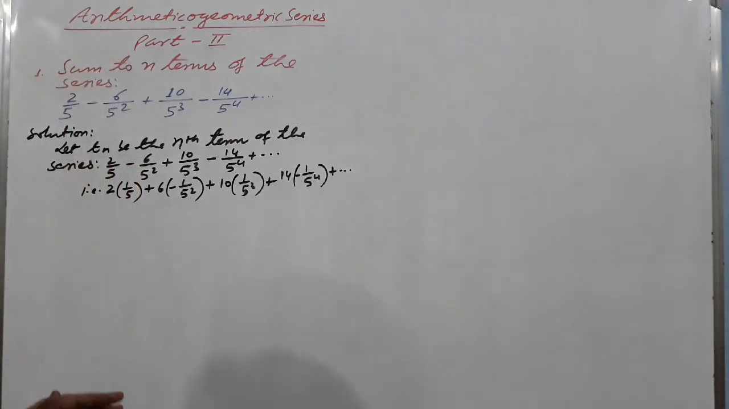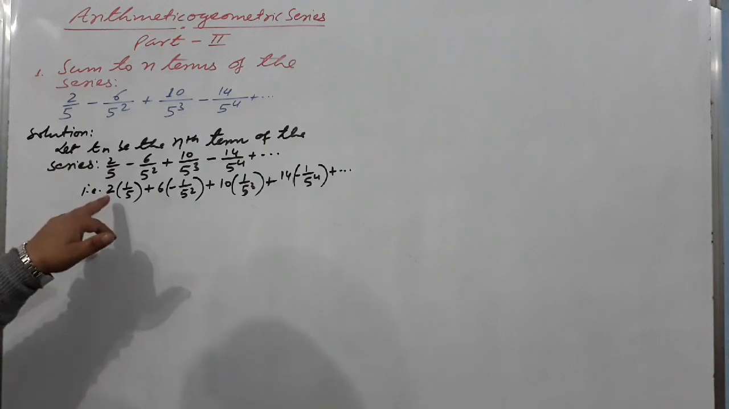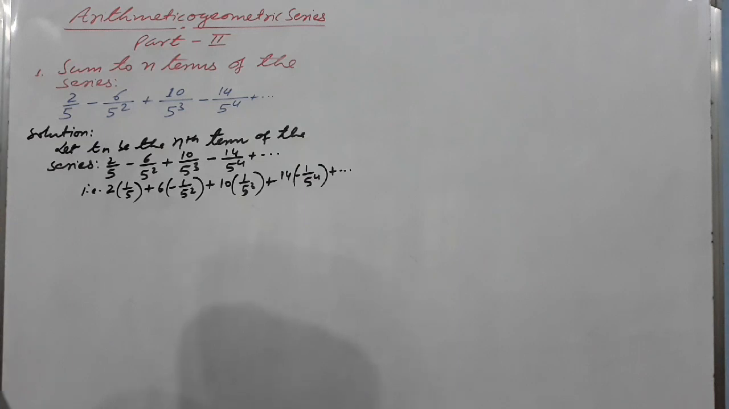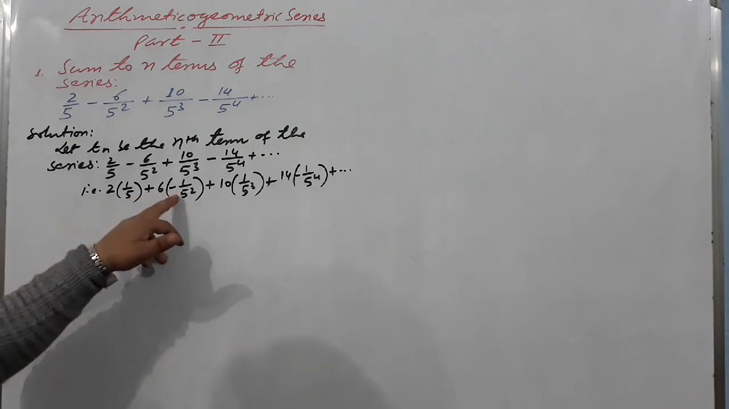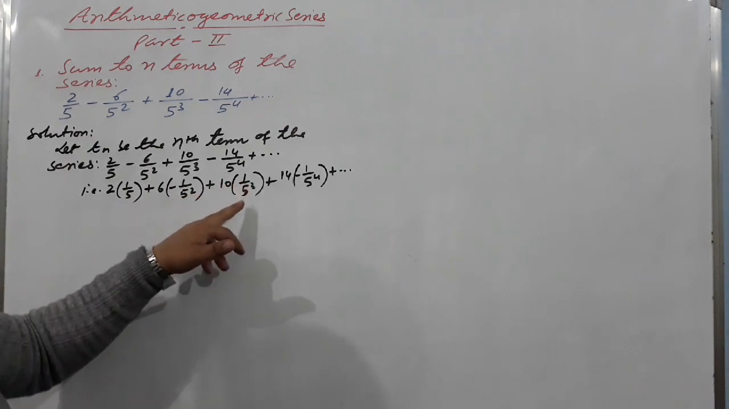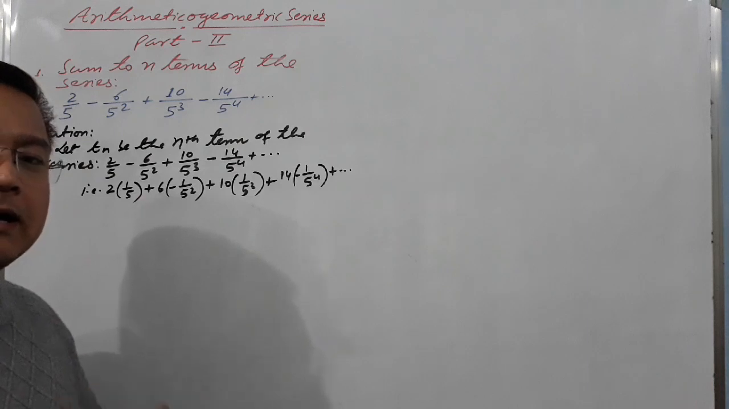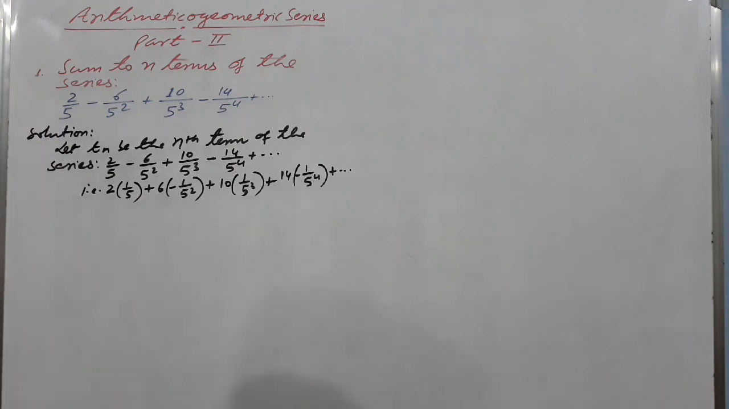Now this is an Arithmetico-Geometric series. As we know, 2, 6, 10 and 14 are in arithmetic progression, while 1/5, minus 1/5 square, 1/5 cube and minus 1/5 to the 4 are in geometric series, right? Geometric sequence, sorry.